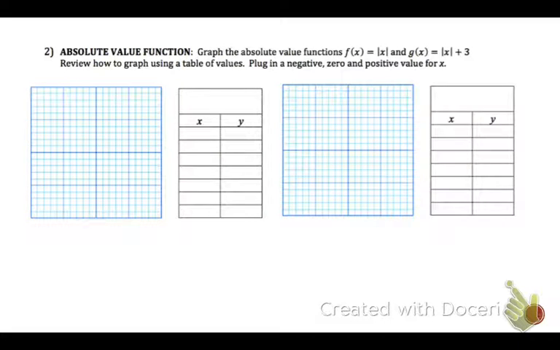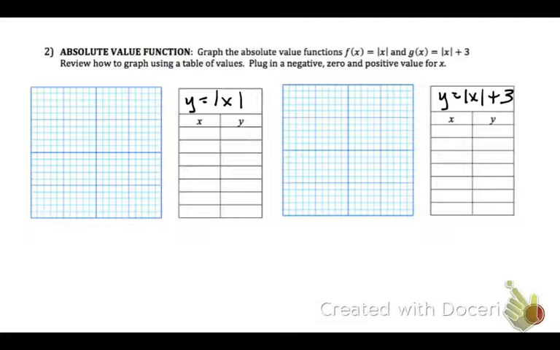Now let's look at how to graph an absolute value function. So we're going to graph the function f of x equals the absolute value of x, or in equation form, y equals the absolute value of x. And then our second one, we're going to graph g of x equals the absolute value of x plus 3. In equation form, that is y equals the absolute value of x plus 3.